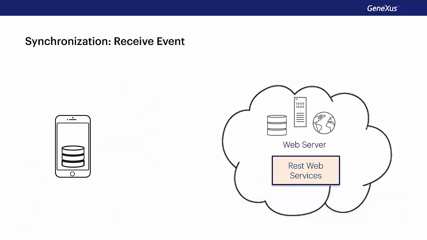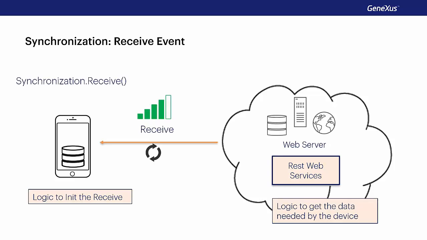When the device needs to receive the data changed in the server, the receive process is started by calling a REST service on the server. Then, the device updates the data on the local database. The synchronization's behavior can be configured using certain criteria that determine when the synchronization will be made to receive data.